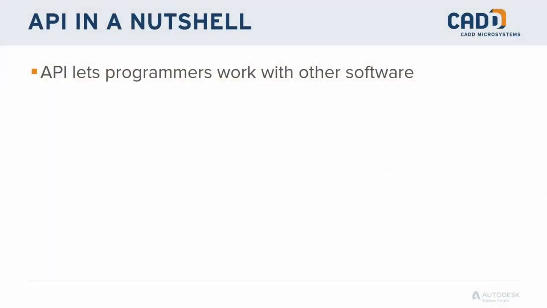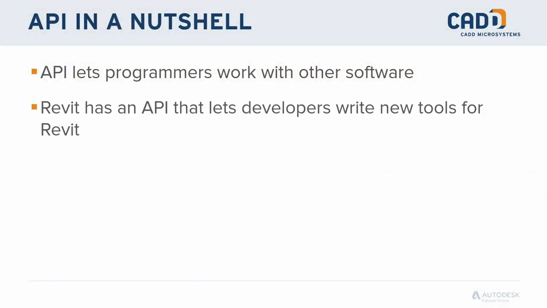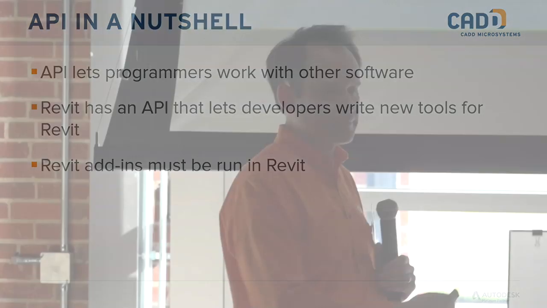So in a nutshell, APIs let programmers work with other pieces of software. Revit has its own API, and then the Revit add-ins done through the API must run through Revit. So I'm building tools to make my life easier, but I've got to use Revit to run those tools. That's where Forge kind of comes in.